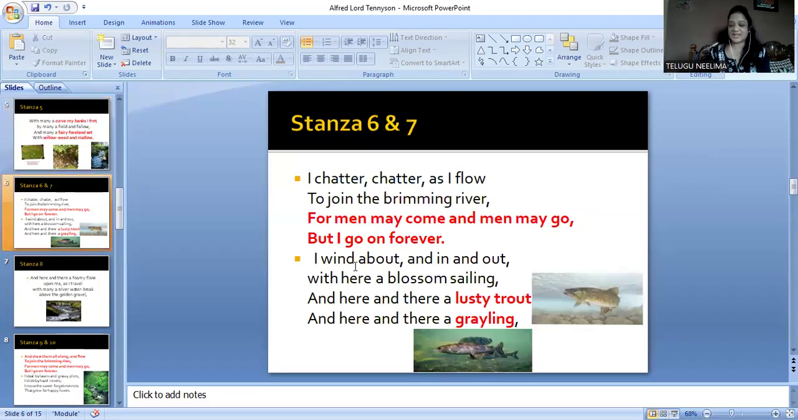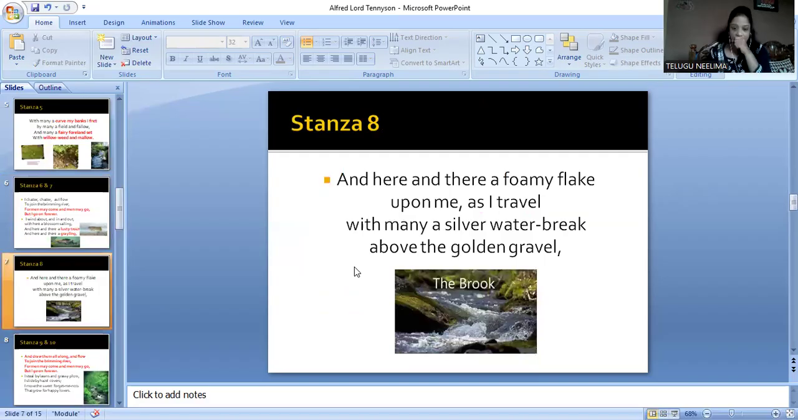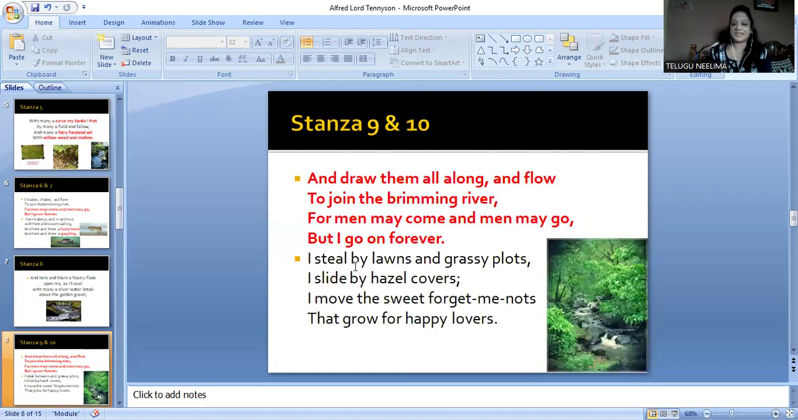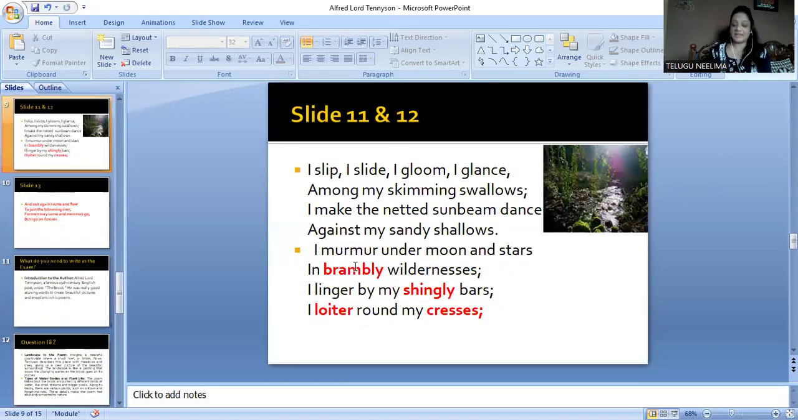In the sixth stanza, again, it repeats that men may come and men may go, but my journey will continue forever. In the seventh stanza, it is talking about the contacts of some fish and also some flowers while it is traveling. In the eighth stanza, it is telling that the shape of it will be a bit different. In the ninth stanza, again it is talking about men may come and men may go, but I go on forever. In the 10th stanza, again it talks about the things it is getting in contact with. In the 11th stanza, it is talking about the style of its flow.